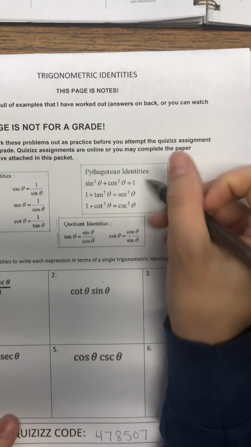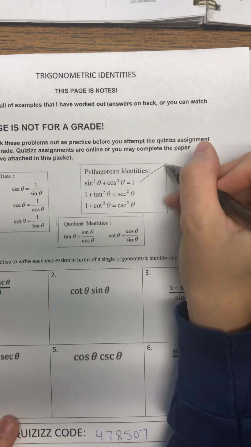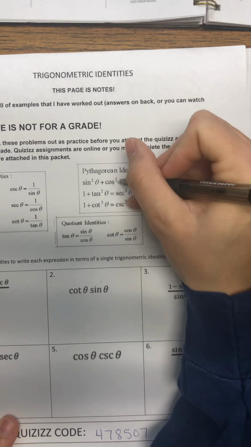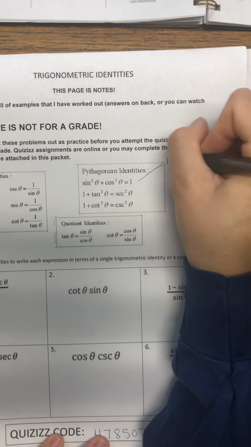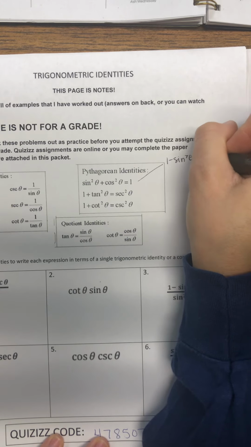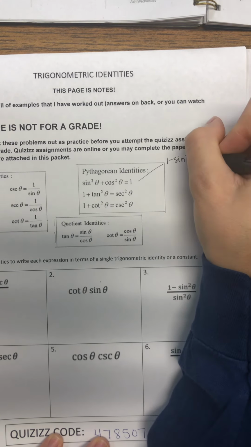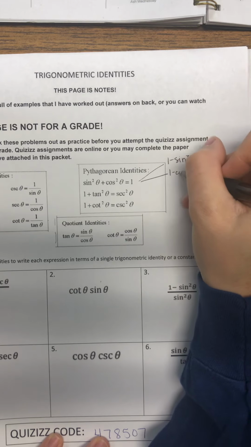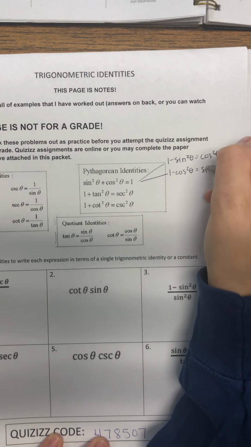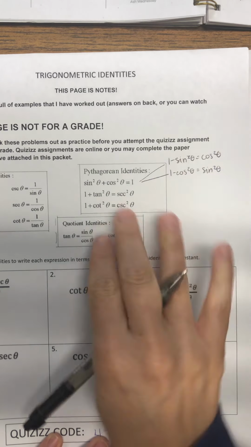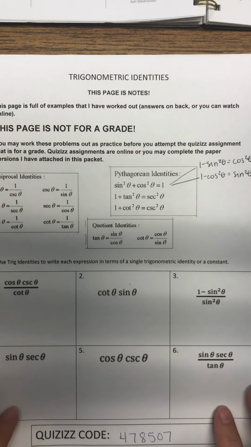For Pythagorean, remember, you can write this different ways. Like this: sine squared plus cosine squared equals 1. You can write as 1 minus sine squared equals cosine squared, or 1 minus cosine squared equals sine squared. And I'm going to finish this out for your packet.